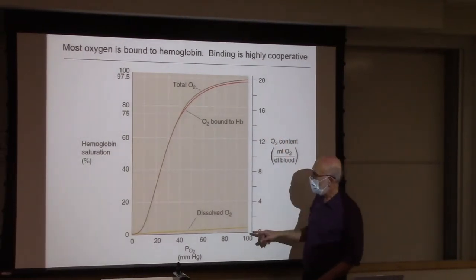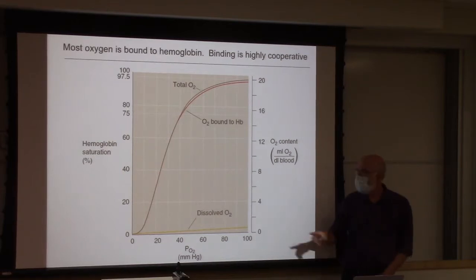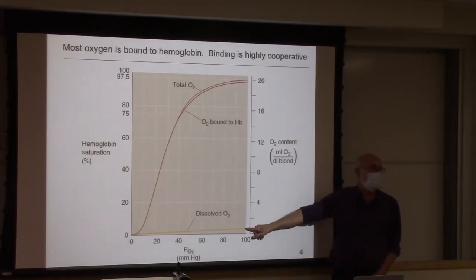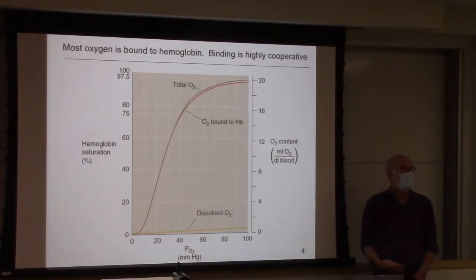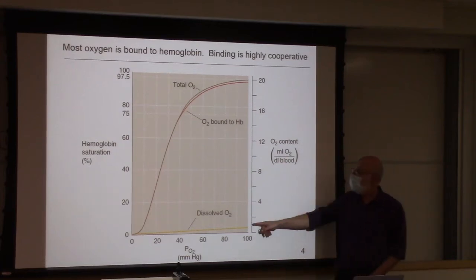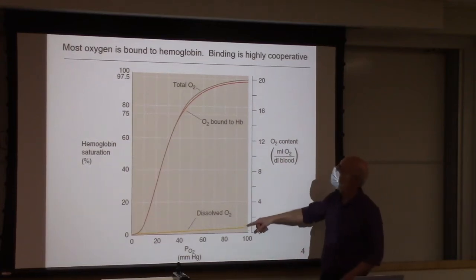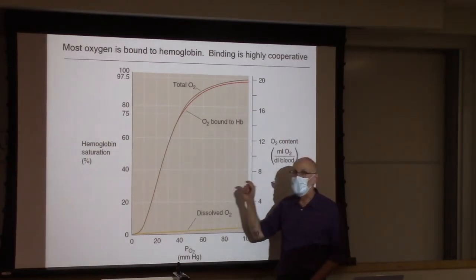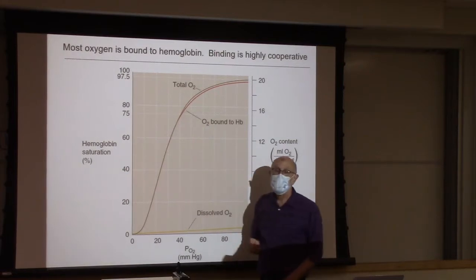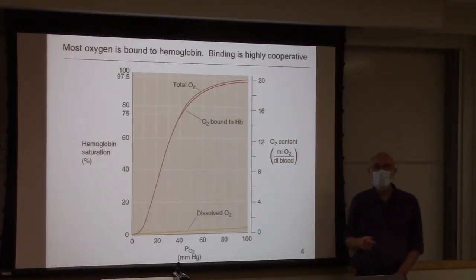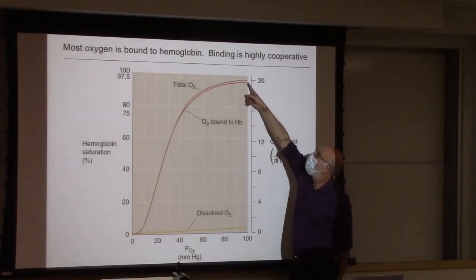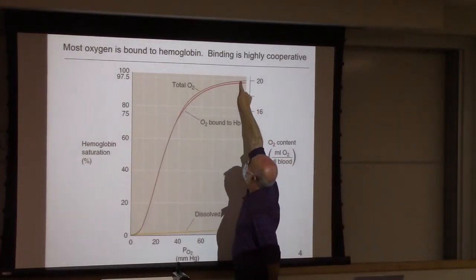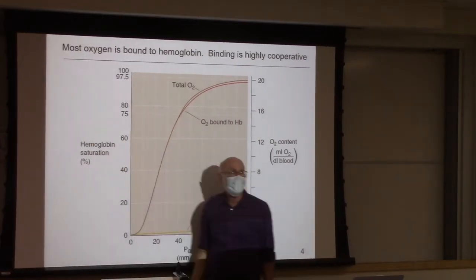And you can see that if we depended on just the oxygen that was dissolved in plasma, we'd have a lot of trouble getting the oxygen we need to our body. But we have evolved hemoglobin, and hemoglobin has a very steep and cooperative binding of oxygen. So at high concentrations of oxygen, high partial pressure of oxygen, our hemoglobin is 98% saturated.